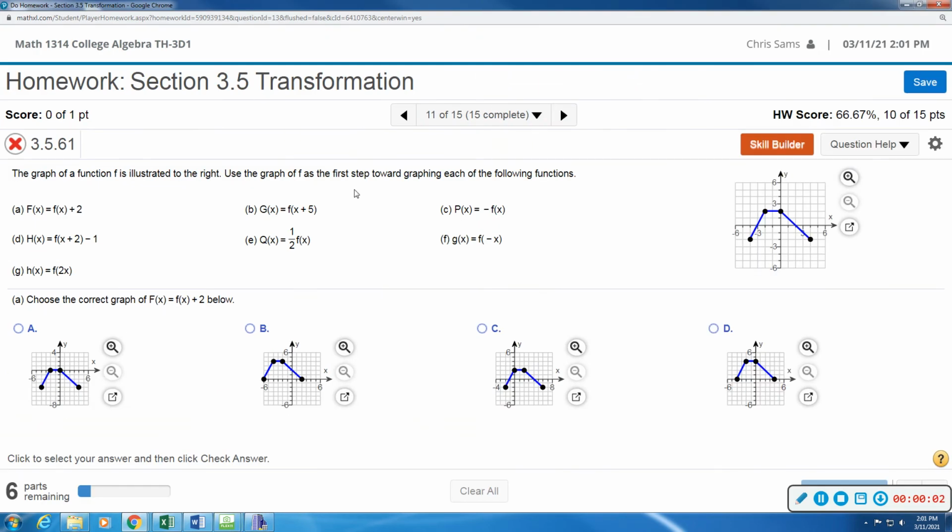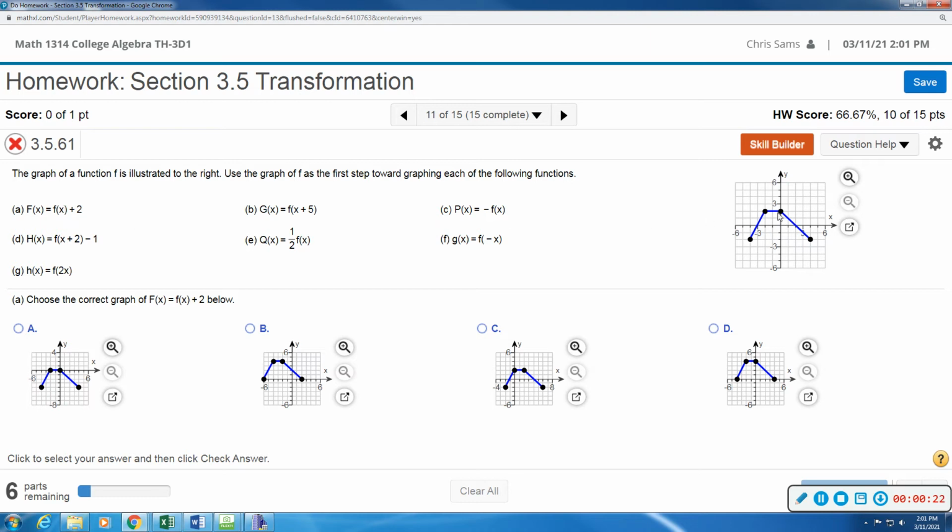Okay, so number 11 has 7 parts. We're going to be transforming this image by the transformations given. So we're going to take our graph and add 2 to the y value, or shift it up 2. That's the overall indication.